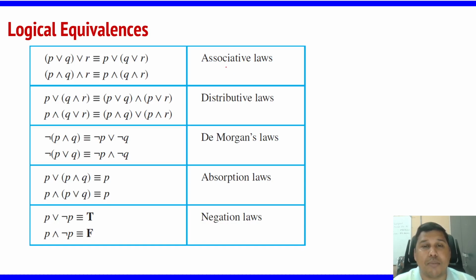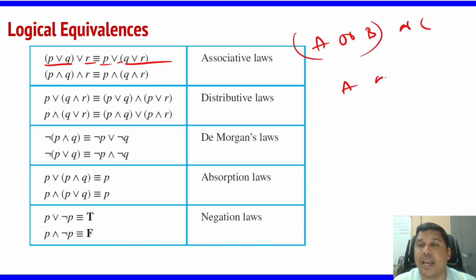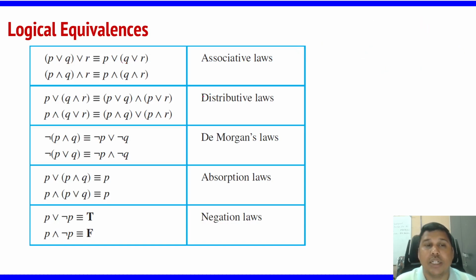Then we have some more laws here. Associative law: P or Q or R is equal to P or (Q or R). Any two combinations of A or B or C are the same. Distributive law: P or (Q and R) means (P or Q) and (P or R). The same holds for the reverse case. Very important are De Morgan's laws.